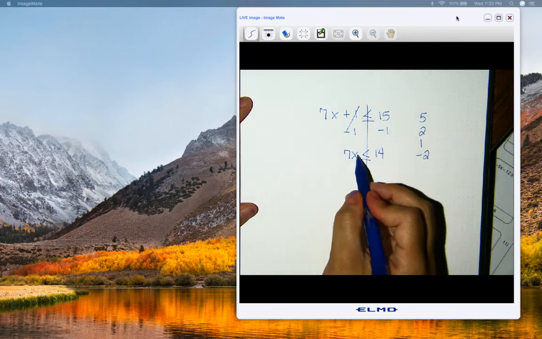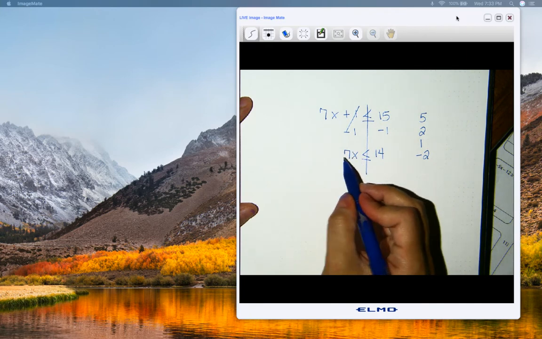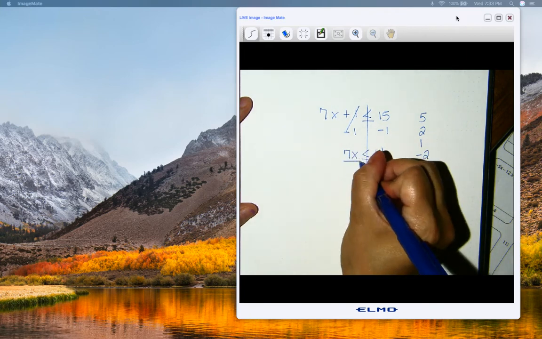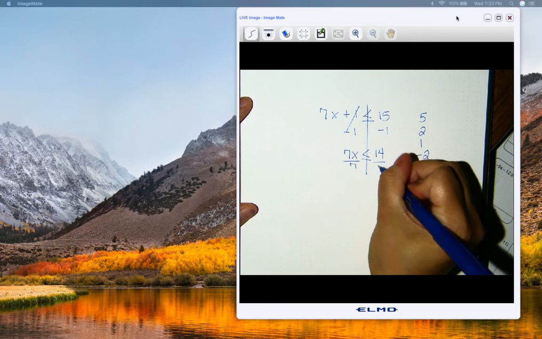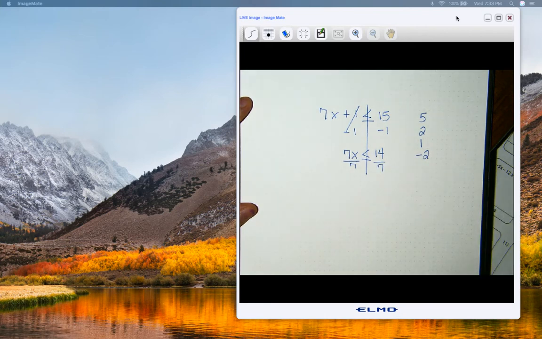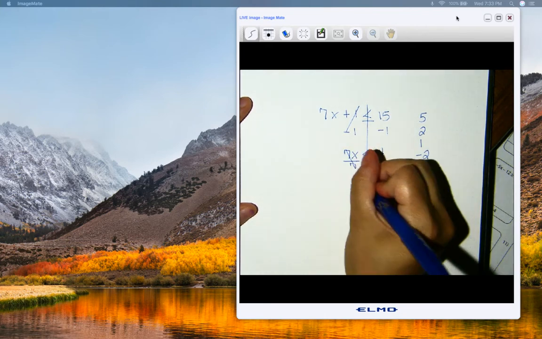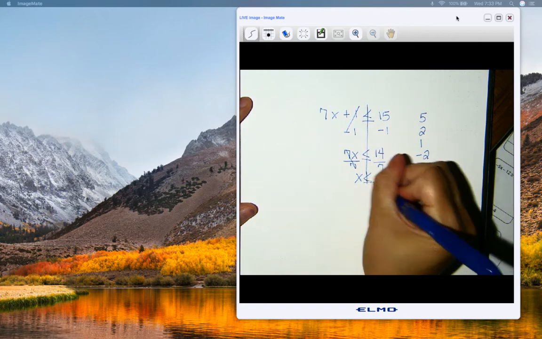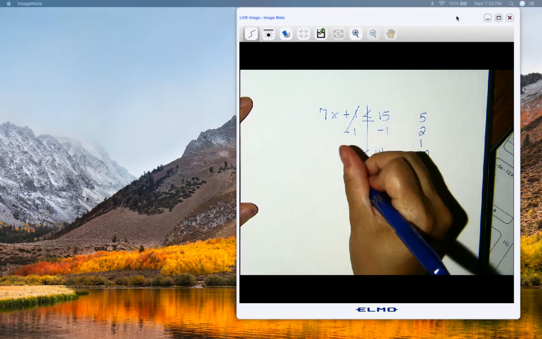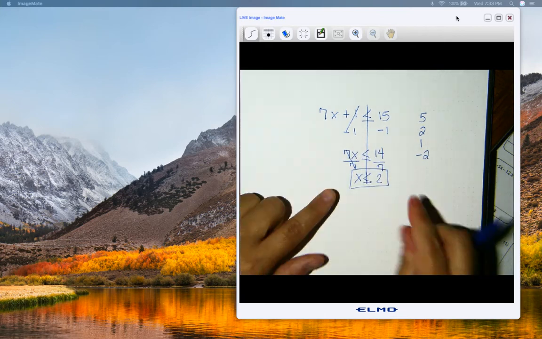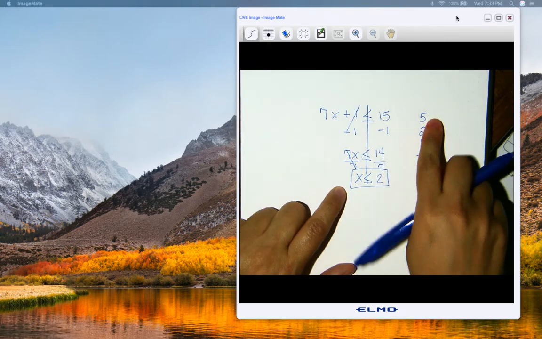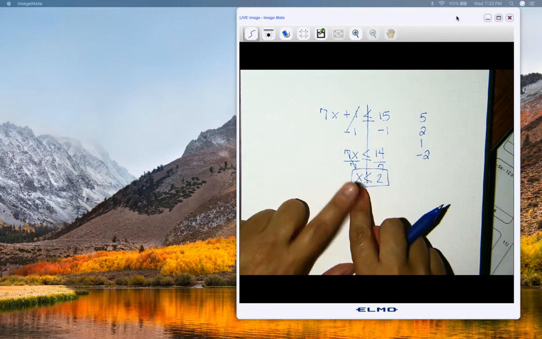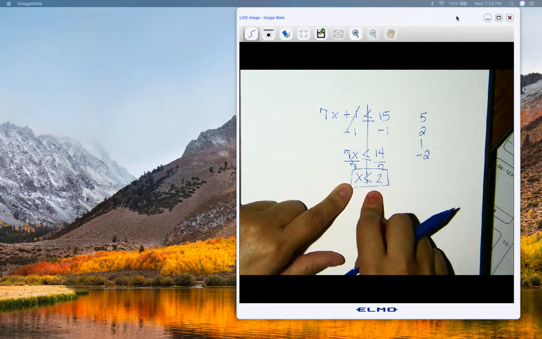Then I'm left with the multiplication of 7x. To undo multiplication, we're going to divide both sides by 7. These 7's cancel. I'm left with x is less than or equal to 2. So now I can do mental math. I plug in my 5. Is 5 less than or equal to 2? No, it is not.